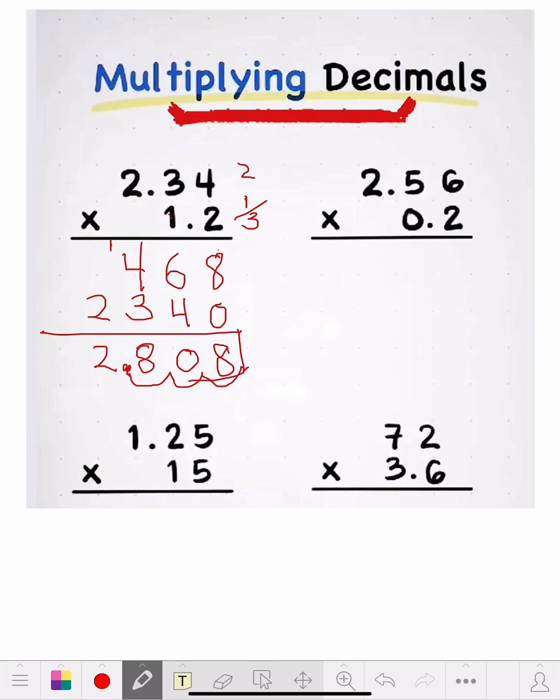Let's square this off so the teacher knows our answer is 2.808. And that's all there was to it. Let's move on to the next one. We got 2.56 times 0.02.